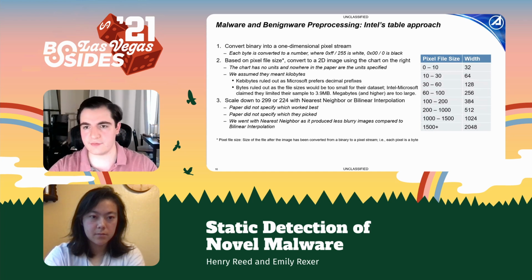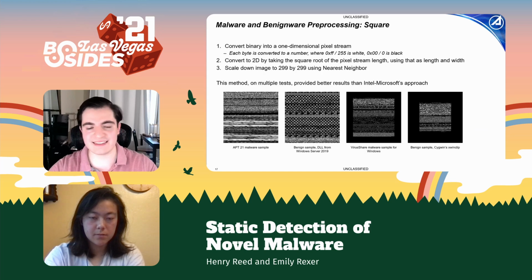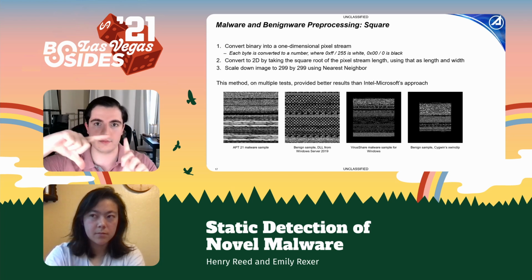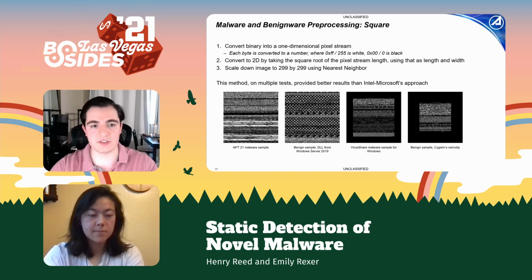Our process is slightly different. Instead of using that table, we completely ignore the table, and we just take the square root of the number of pixels that we have, and we make that the width and height. So in the middle of the second step, we have basically a square, right? And then we take that square and we scale it down using the nearest neighbor algorithm to 299 by 299. This method on multiple tests provided better results than the Intel Microsoft approach, so we recommend this step to be repeated should you decide to recreate the research.